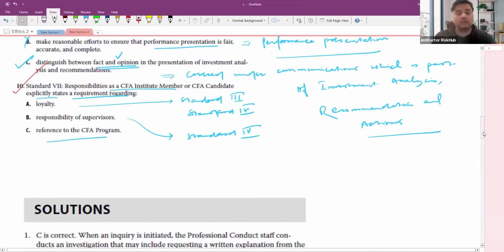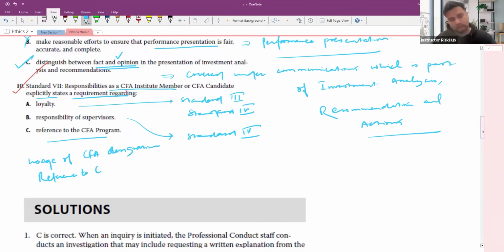Reference to the CFA program, yes, this is where it is, under responsibilities of CFA Institute members, where they talk about how you will use the CFA designation: usage of and reference to the CFA Institute program, representation. Very testable in the exam. Answer is C. Tricky and testable. So overall, I don't think this topic is so difficult, but there's a lot of memory you have to apply here.